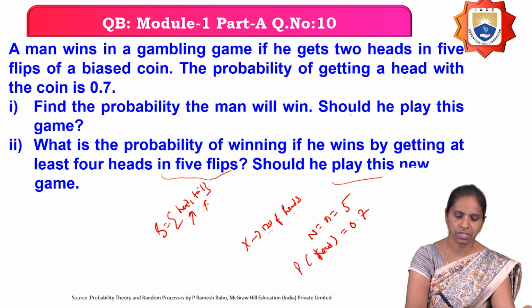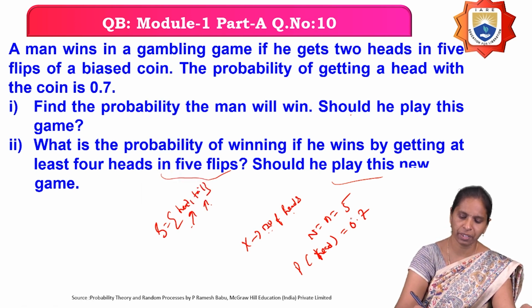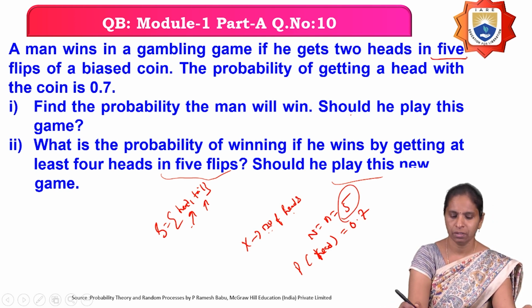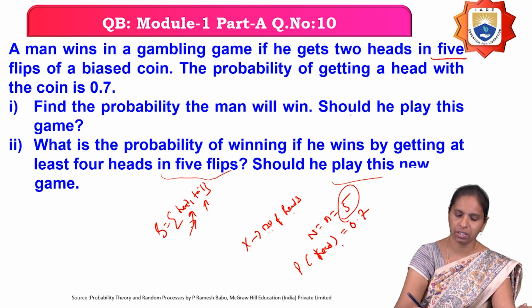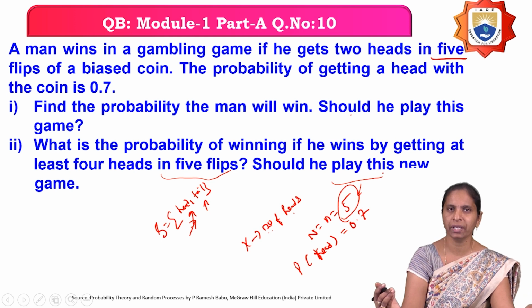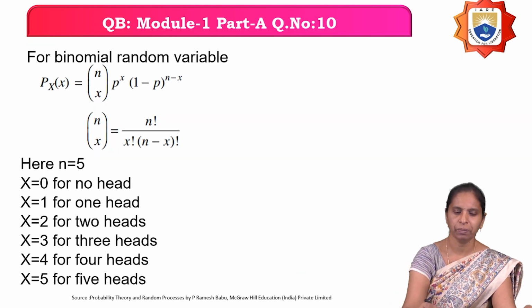Then how many possibilities? Only 2 possibilities. And the experiment has been repeated how many times? 5 times, because they have given 5 flips. So since the experiment consists of only 2 outcomes and has been repeated 5 times, the type of experiment is nothing but what? A Bernoulli experiment.